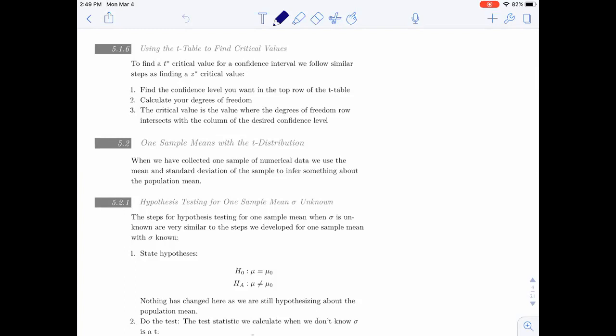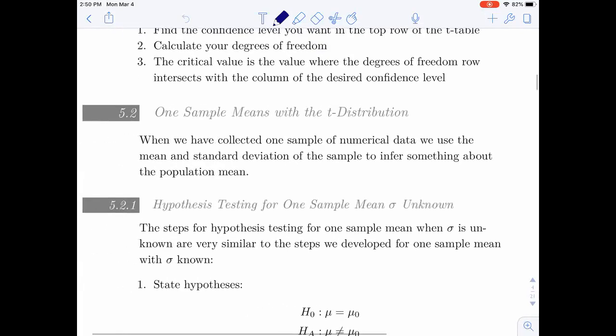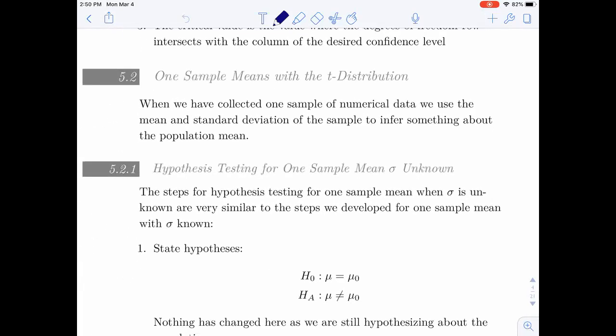Are you ready to talk about a question type? Yeah. So as far as naming the types of questions that we've seen, so far we've seen one sample mean sigma known, right, because we knew sigma. Now we're going to talk about one sample mean sigma unknown, right, meaning our standard deviation is from the sample. So one sample means with a t-distribution is really just one sample mean sigma unknown.